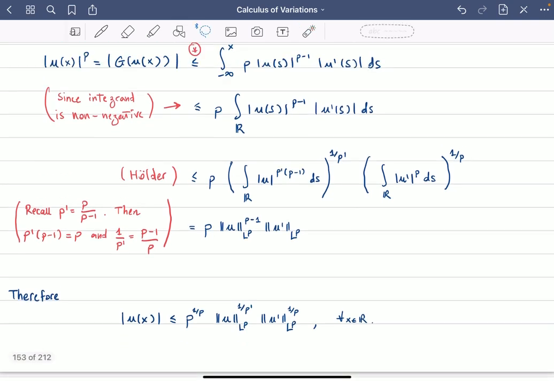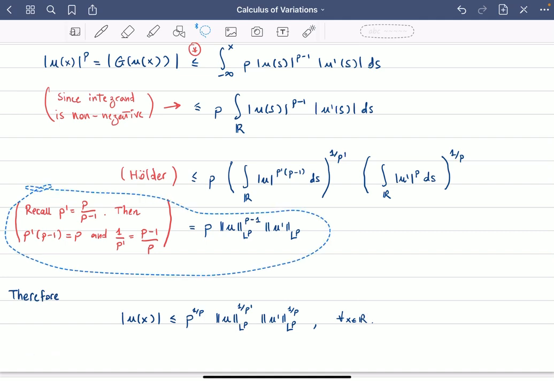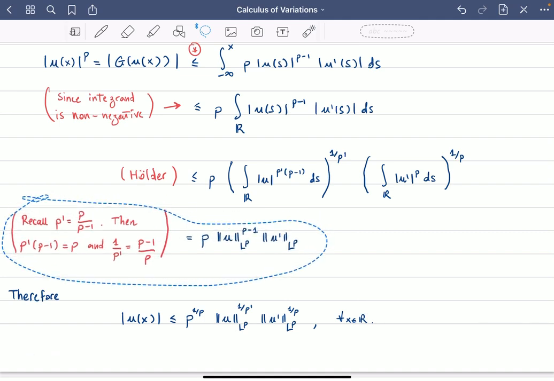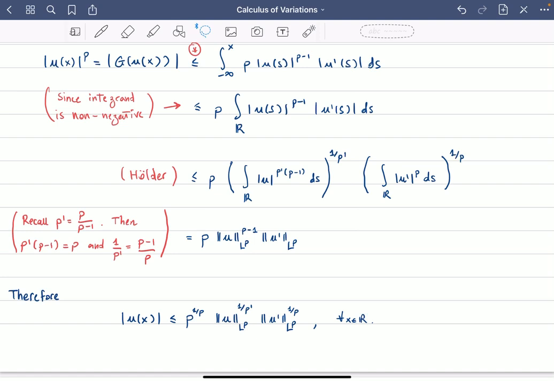And therefore we get, so now this one is just the L^p norm of u prime. And p stays here unchanged. And instead for this one, remember that p prime is defined as p over p minus 1. So p prime times p minus 1 is just equal to p. And also 1 over p prime is equal to p minus 1 over p.